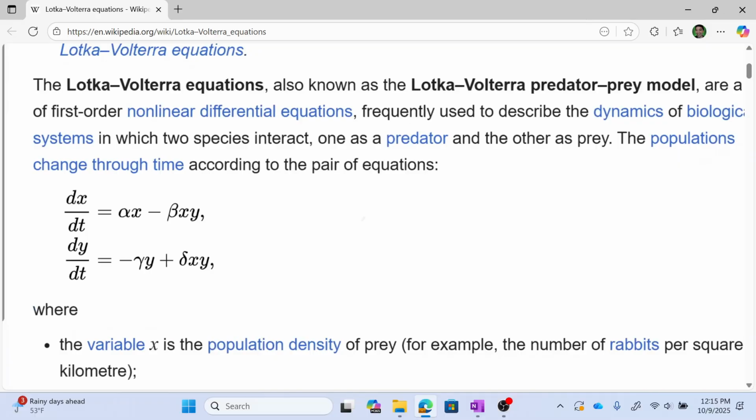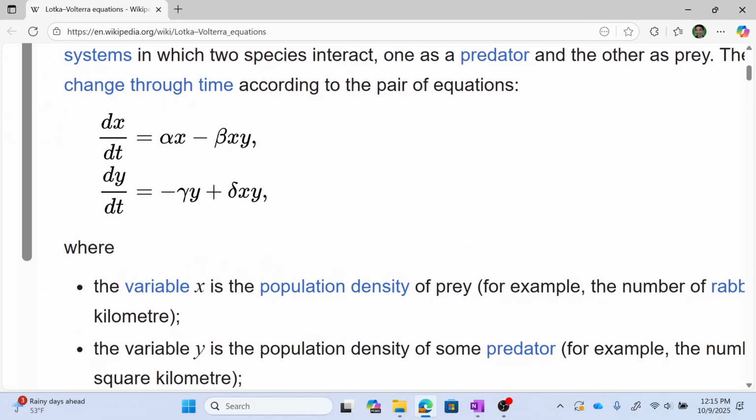So we have two species here. Species number one is represented by x as a function of time, and species number two is represented by y as a function of time. And so we have two differential equations given here on this page. One, which is the rate of change of the first population over time, dx dt, and the second, which is the rate of change of the other population over time, dy dt. Now dx dt is set equal to alpha times x minus beta times xy.